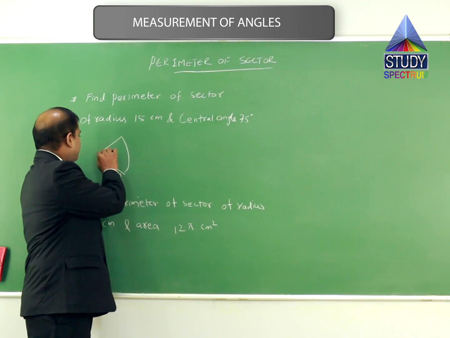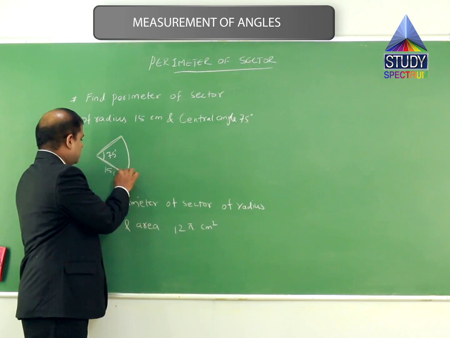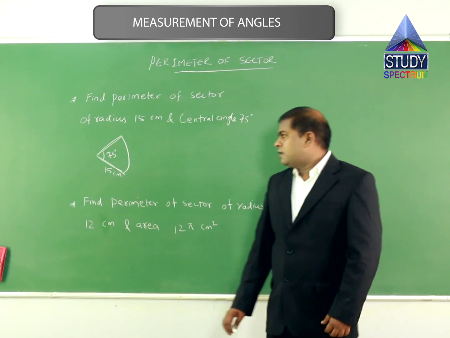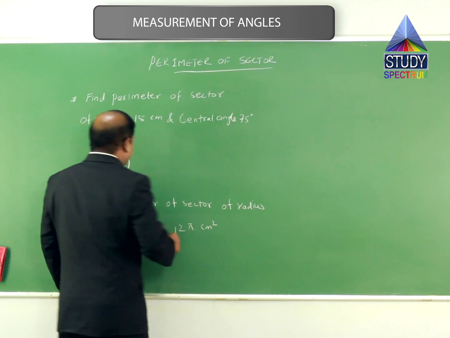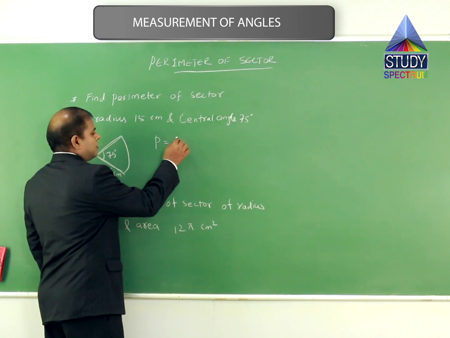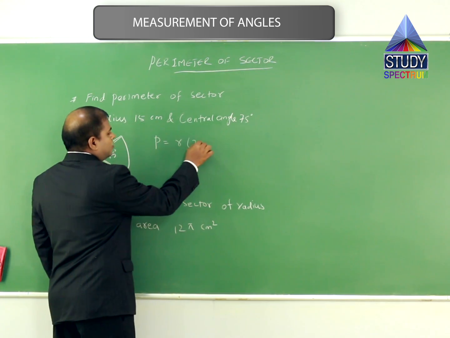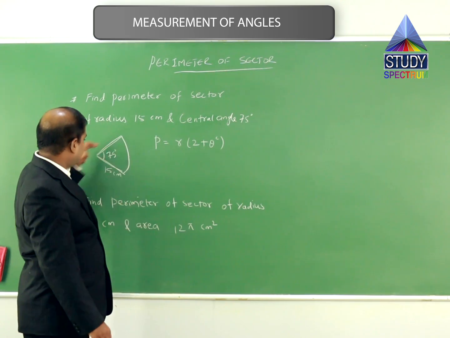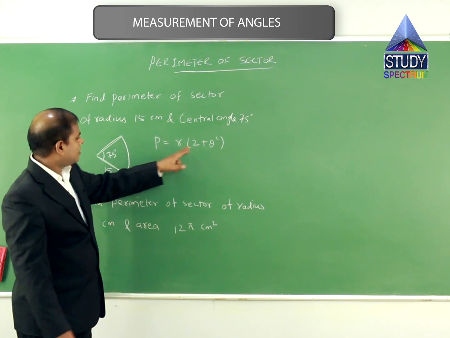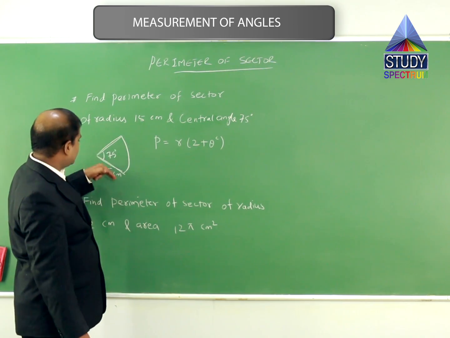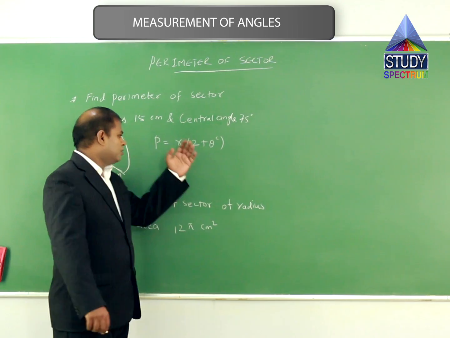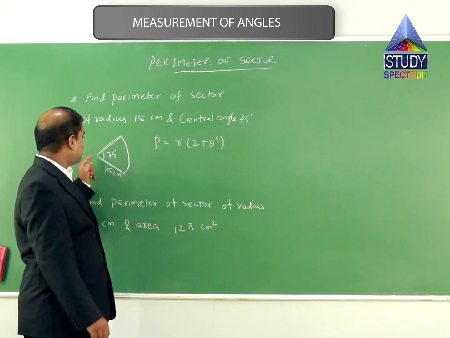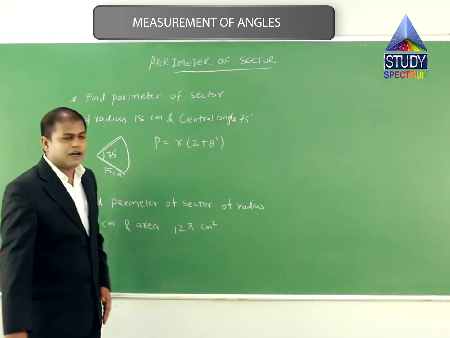What we have to do is find the perimeter of this sector. As we have seen in the explanation part, perimeter of sector is r into 2 plus theta: 2r, that is radius plus radius, and r theta, that is the length of this arc. So that gives us the perimeter of the sector. This 2r stands for twice the radius and r theta is the length of the arc.